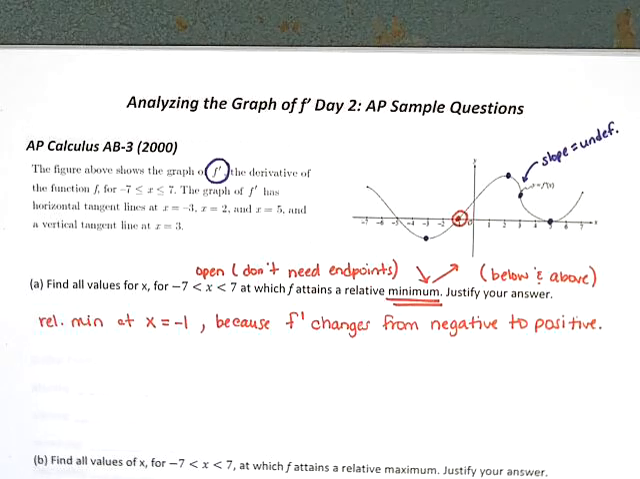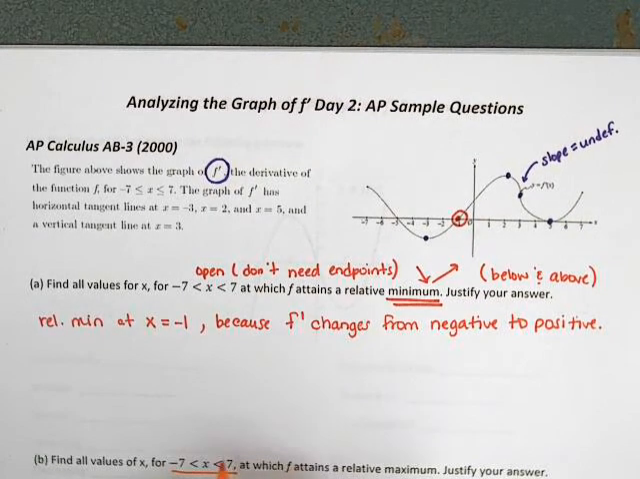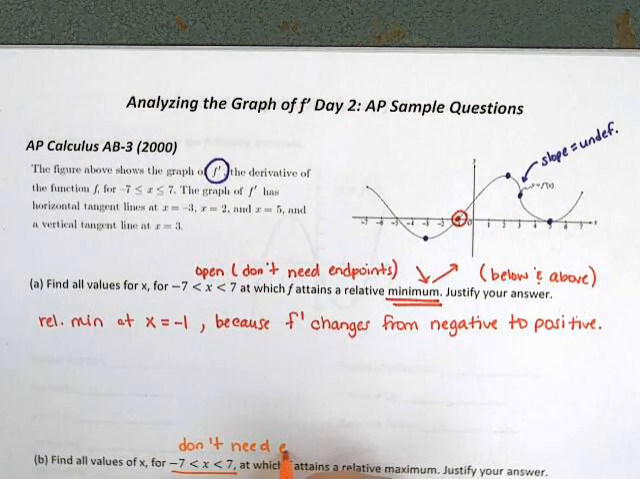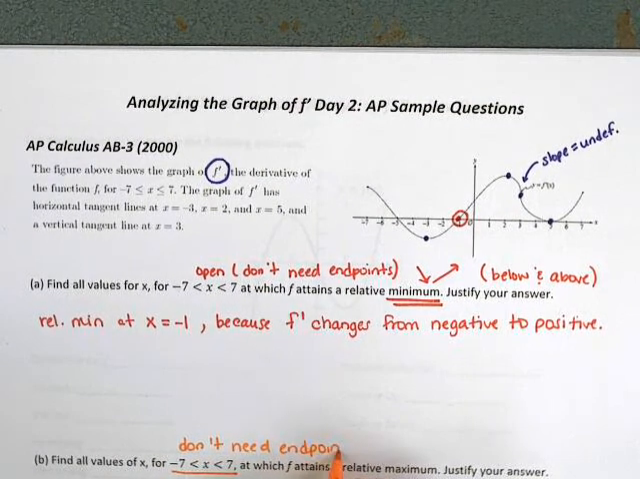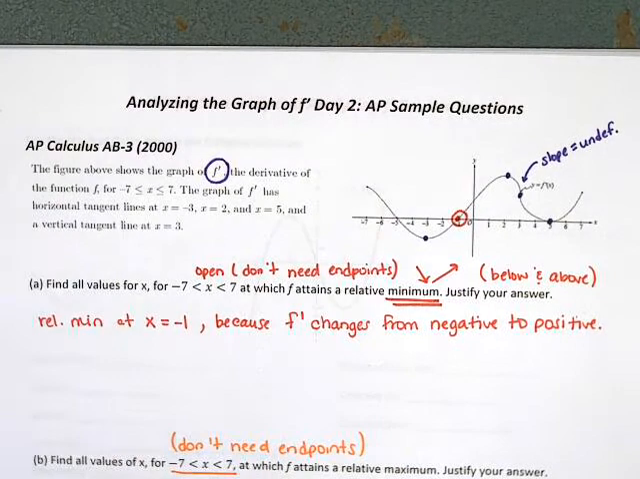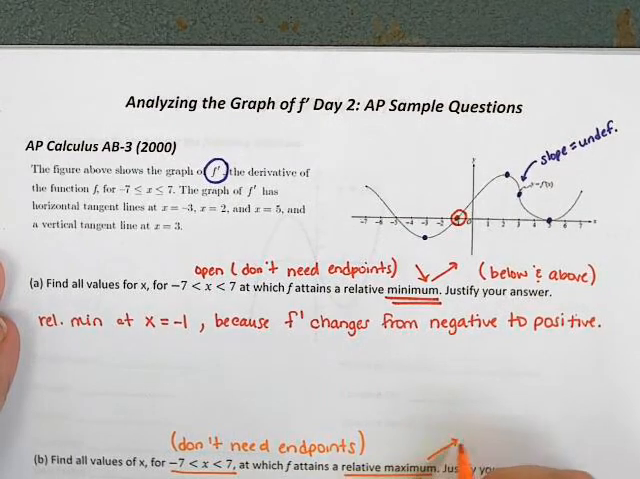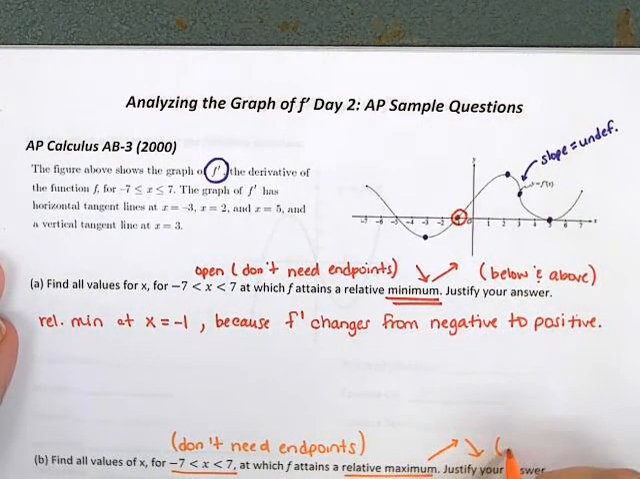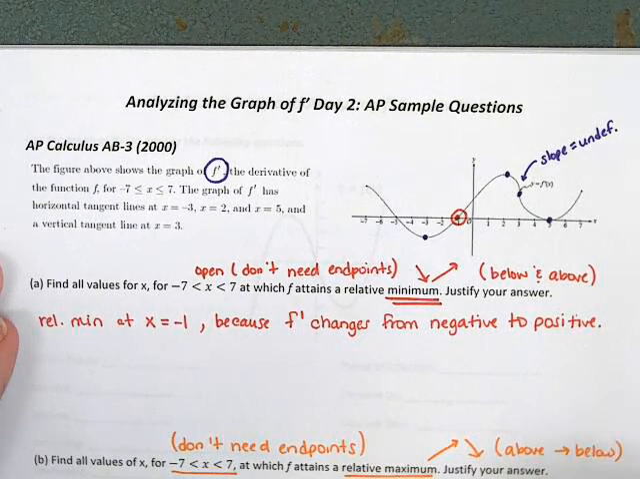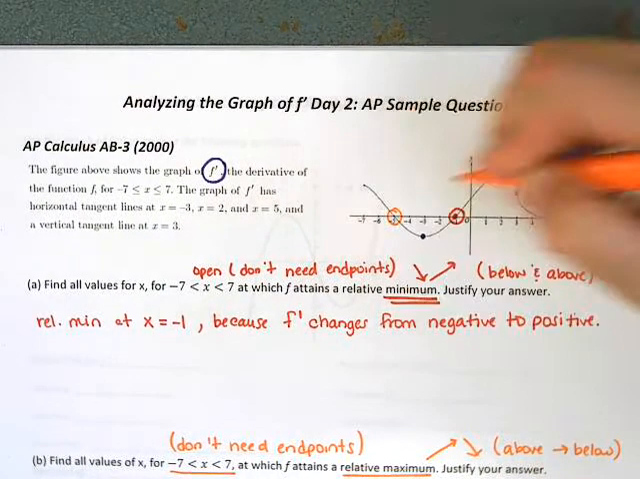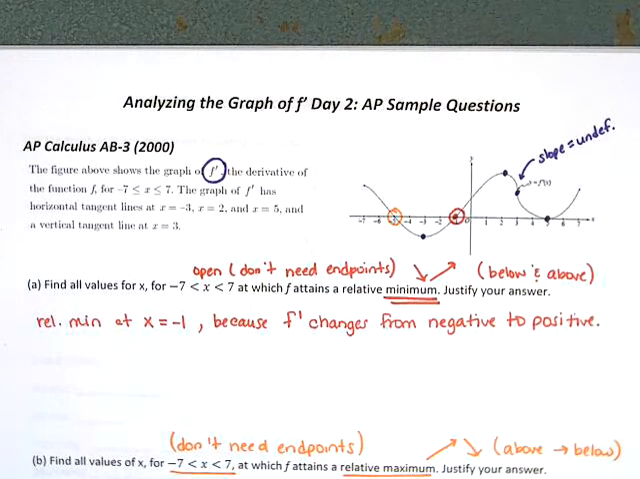Now, in part B, they're asking me to explain where I would have a maximum. As soon as I see this interval, I'm saying, okay, I don't need to worry about endpoints, because it's an open interval. I also know I'm thinking of maximums, which means I want to go uphill and then downhill. In other words, above to below. So that would occur at -5, and I'm not seeing any other places where that would occur.